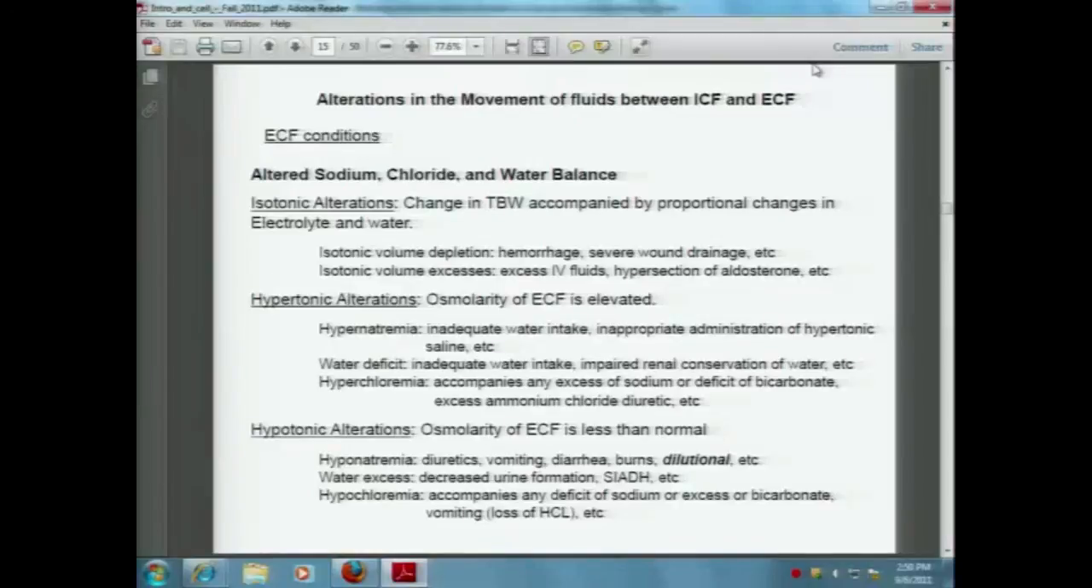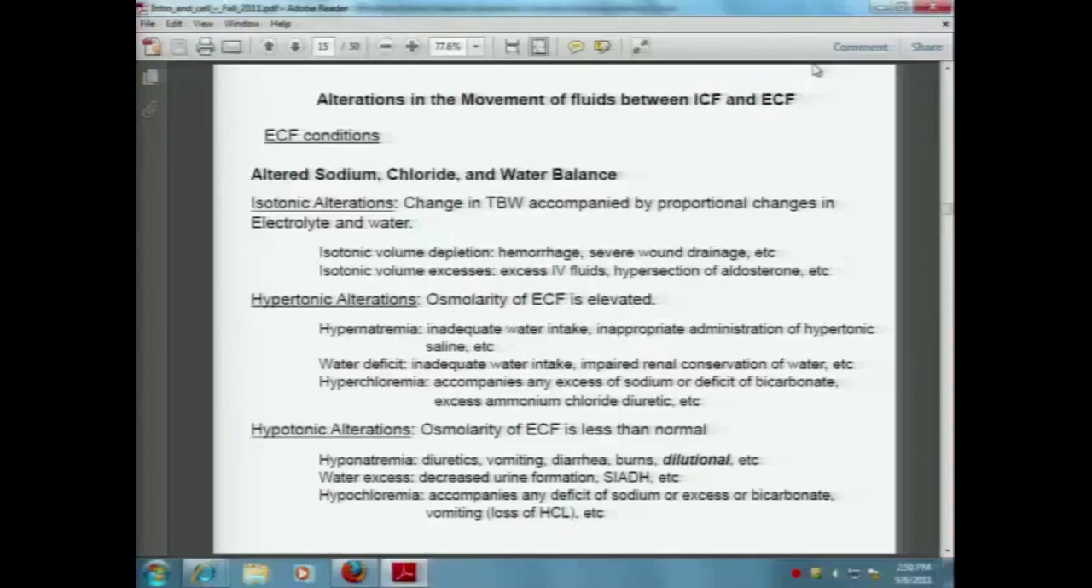Okay. Inadequate renal conservation of water. If the kidneys are not responding to antidiuretic hormone, or the body is not producing antidiuretic hormone, you're not conserving water, and your plasma osmolarity is going to get high very quickly.